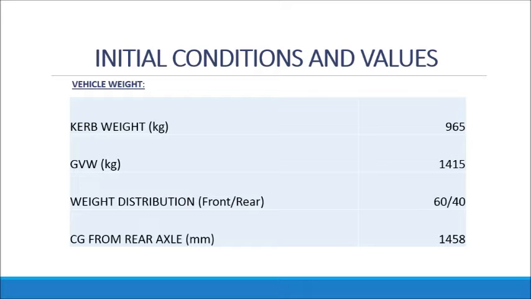GVW is gross vehicle weight, and it is the maximum operating weight of the vehicle. It is usually specified by the manufacturer. In case of Maruti Suzuki Swift, it is 1415 kg. Weight distribution is 60-40 front and rear respectively. Weight distribution is also very important in deciding the brake force at the front and the rear wheels. And the center of gravity is at a distance of 1458 millimeter from the rear axle.